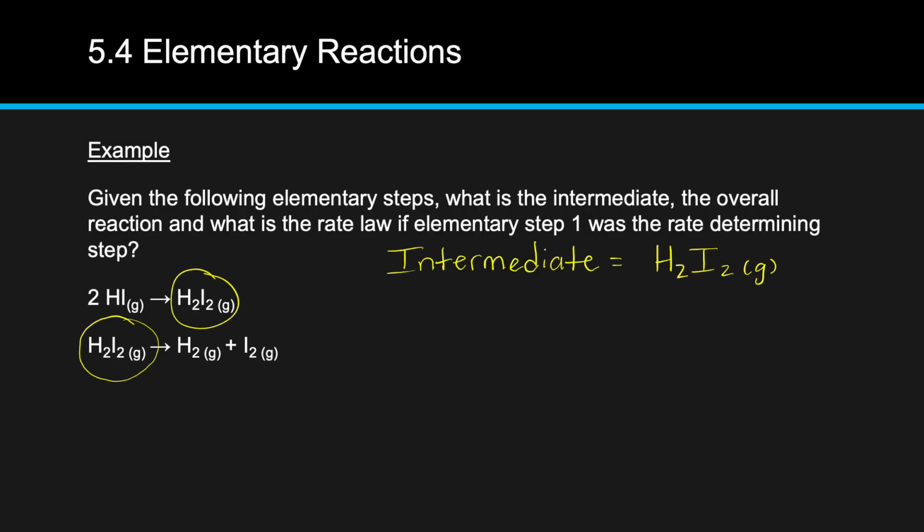The next part of this question says, what is the overall reaction? So the overall reaction is just going to be canceling out those intermediates. So our overall reaction is 2HI forms H2 plus I2.